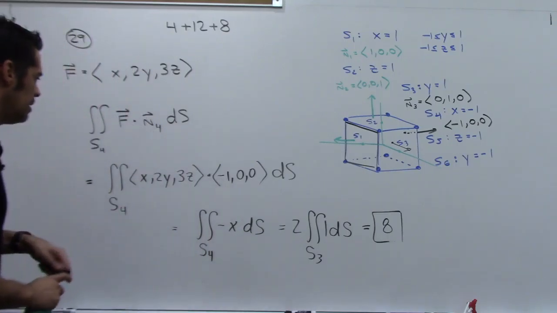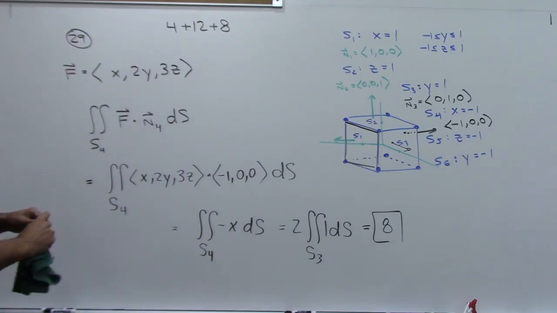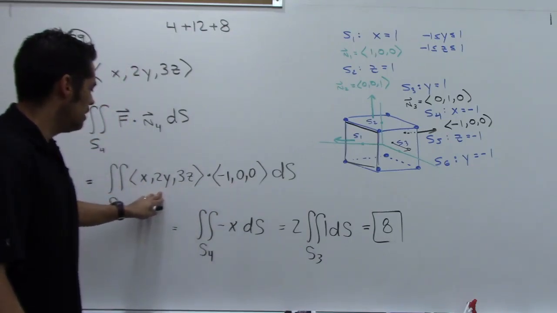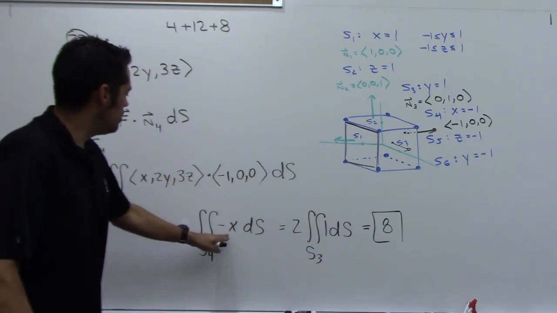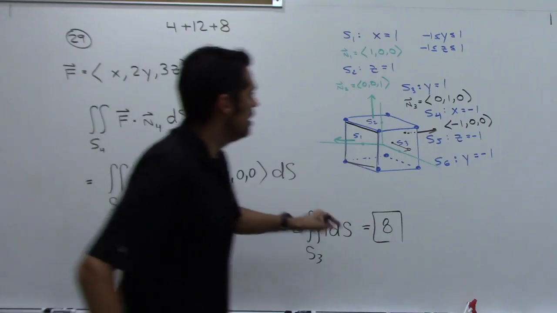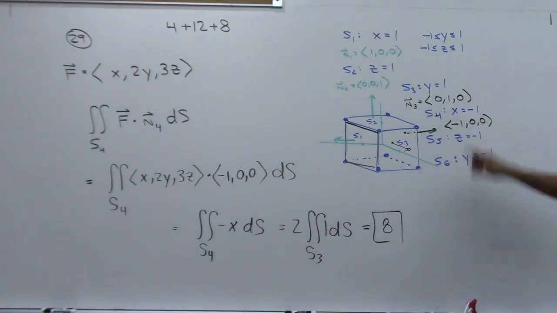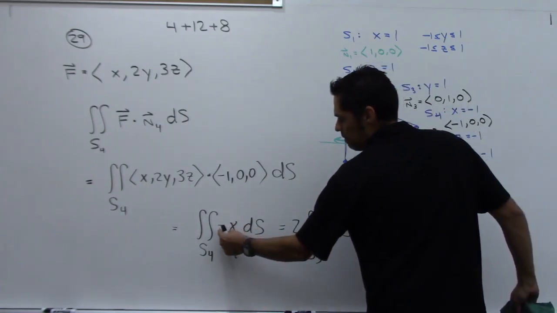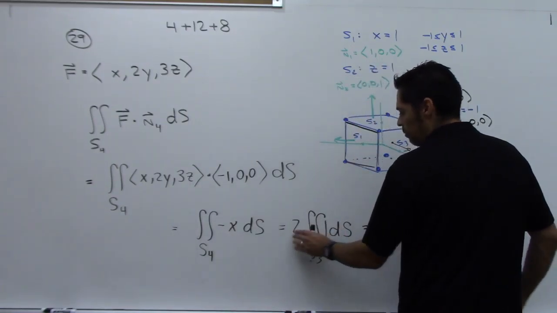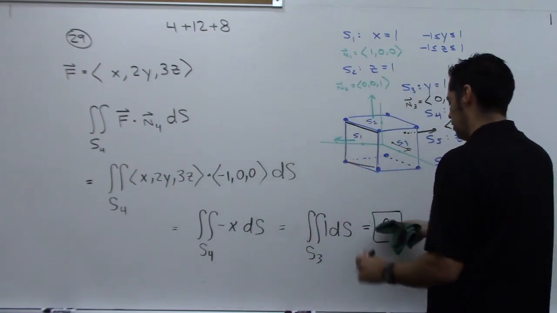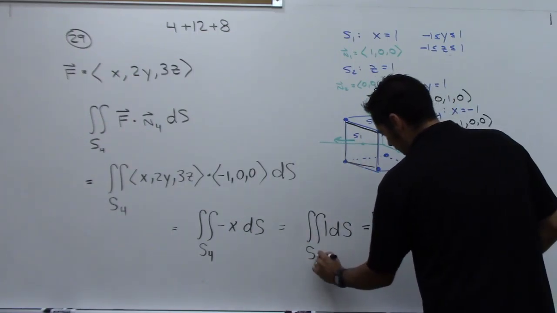All right, sorry about that, got distracted. Where was I? Yeah, so we get -x here when we dot these together, but pay attention here. Notice that on S4, x is -1, so when you change this, it'll become -1, which gives you +1. We won't have a 2 out here anymore, so you'll get the surface area of S4, which again is 4.